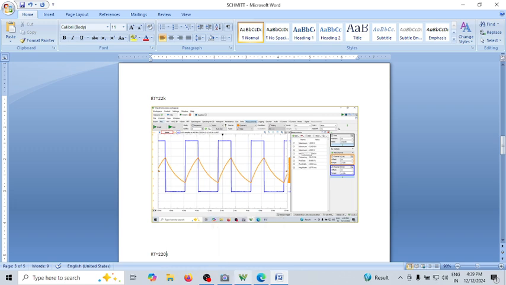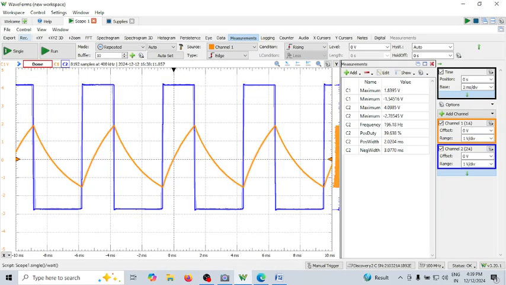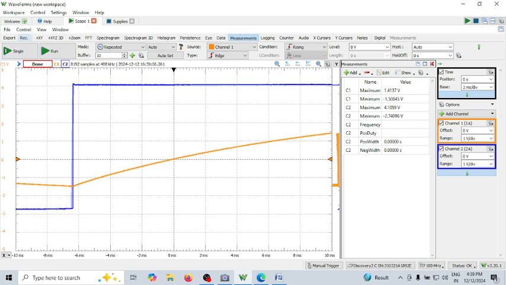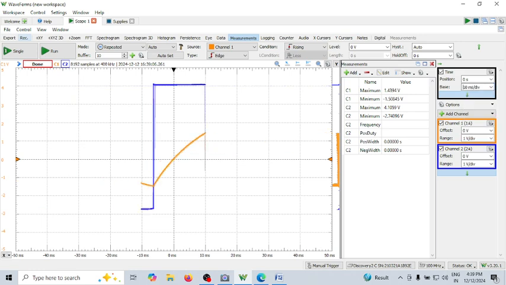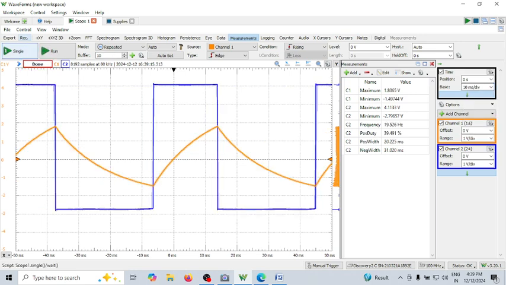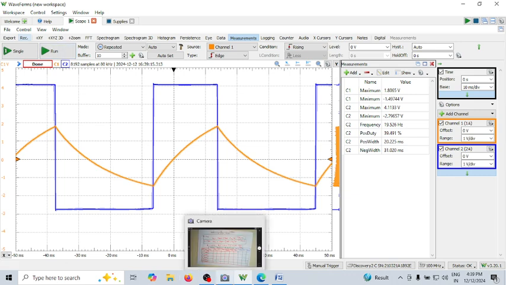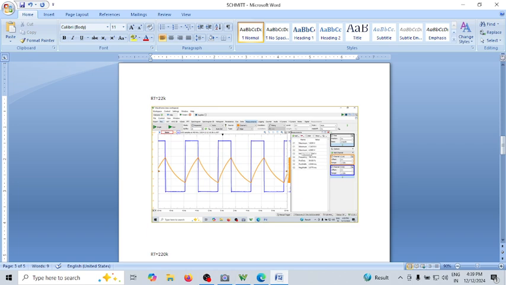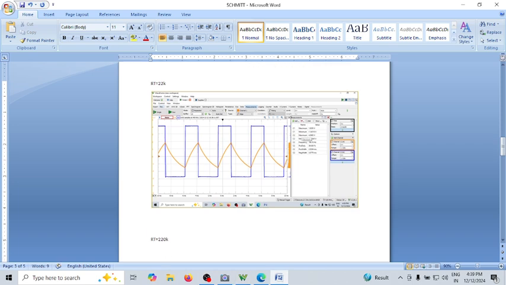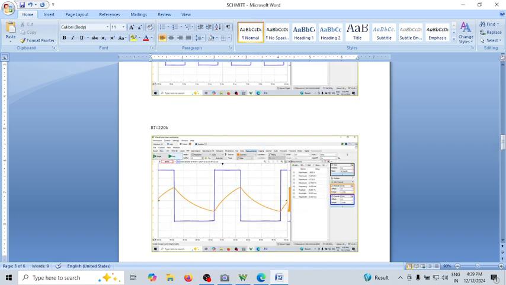Now this is 220. Let me go back to this and then run. Since the time period has increased, this will change. I will make it 10 millisecond. Let me again run. Okay, I'll take another screenshot. This is corresponding to 220 kilo. Okay, I'm done now.